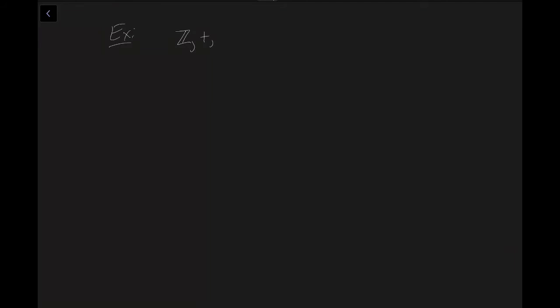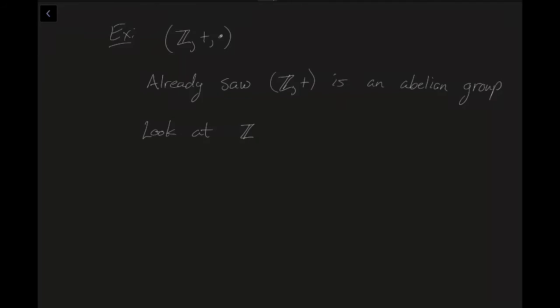So let's look at our first example, the integers with addition and multiplication. As we've already seen, the integers with addition is an abelian group. If you haven't seen that yet, check out my last video on groups. So what we have to do now is show that the integers with multiplication is a closed associative operation and that the distributive property holds.